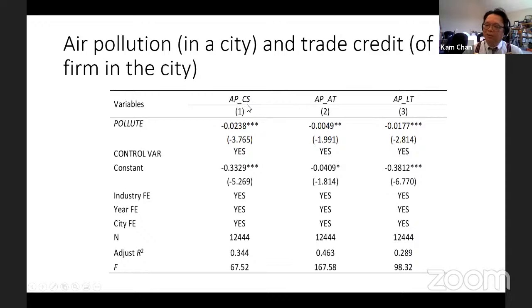The second one, I look at trade credit, pretty much the same, but I look at accounts payable. So this is accounts payable relative to the cost of goods sold. I use the ratio to take away the scale. So I have accounts payable divided by total assets, and accounts payable divided by long-term liability. So again, when the pollution is bad, a company has less trade credit, so their trade partners are reluctant to grant them more trade credit. All the same, this is not good. This is bad, actually.